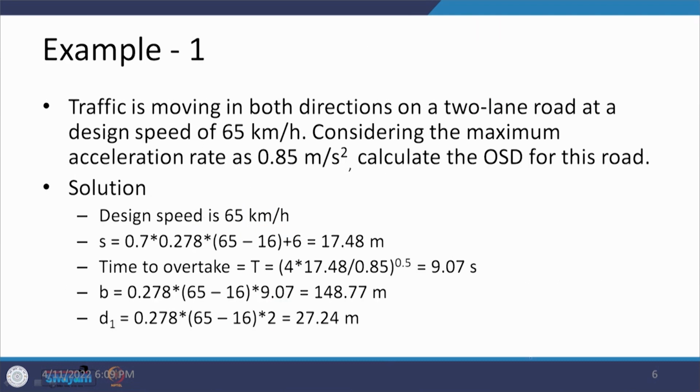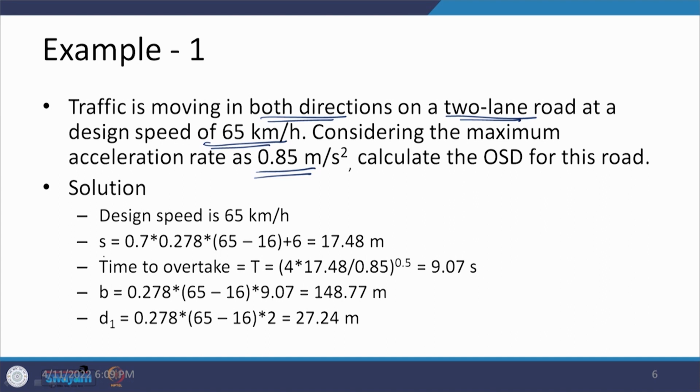We have traffic moving in both directions, a 2-lane road, design speed 65 kilometers per hour, and the maximum acceleration rate of 0.85 meter per second square. We have to calculate the OSD. Now, when the traffic is moving in both directions, it is a combination of d1, d2, d3. Let us look at it.